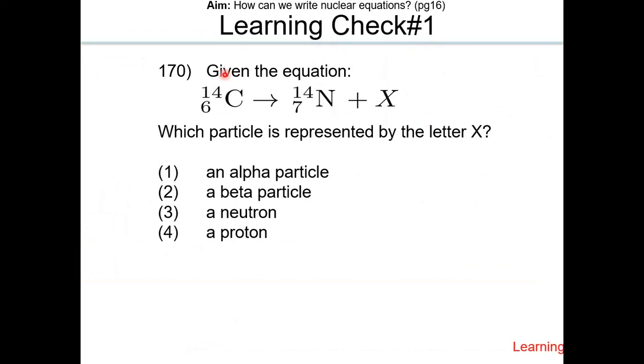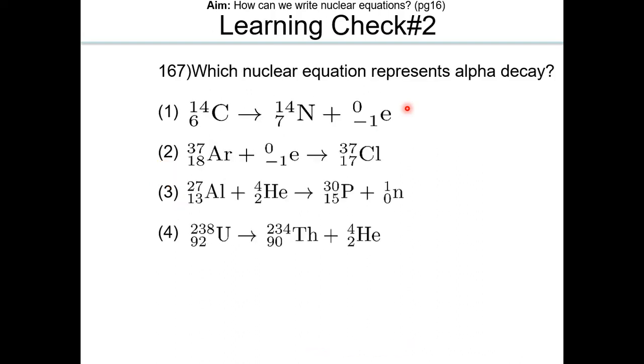Learning check number 1. Given the equation, which particle is represented by the letter X? Pause the video and resume as completed. If you look on Table N, carbon-14 has a decay mode of beta minus. So the answer is choice 2. You can double check your answer by substituting the beta particle notation into X.